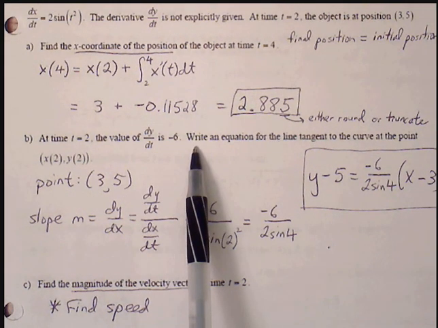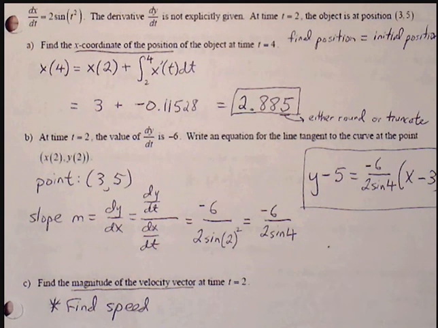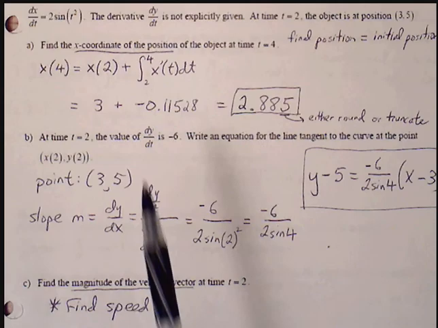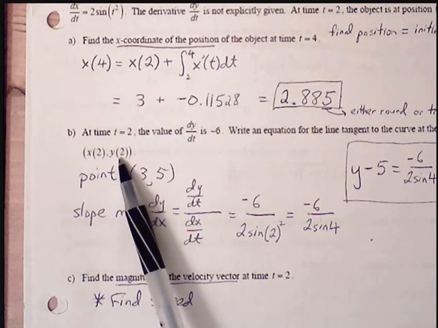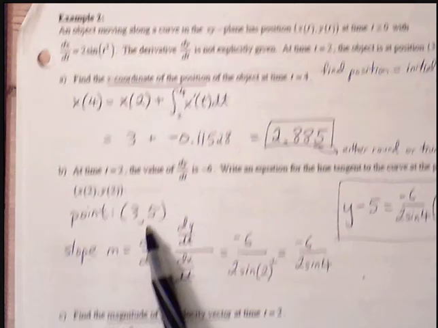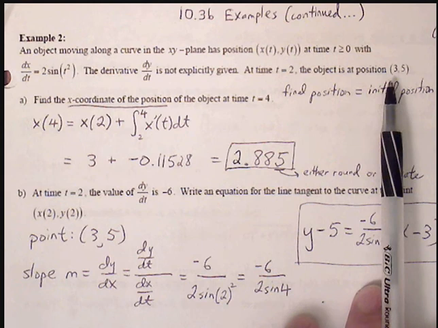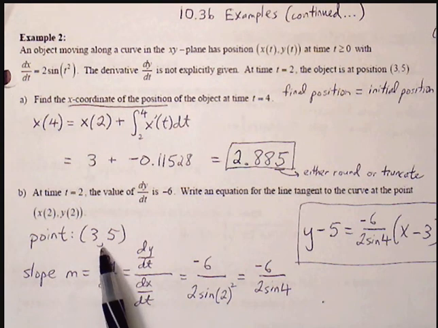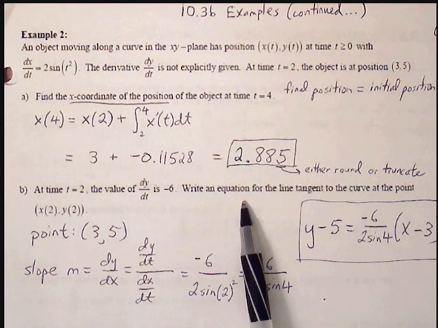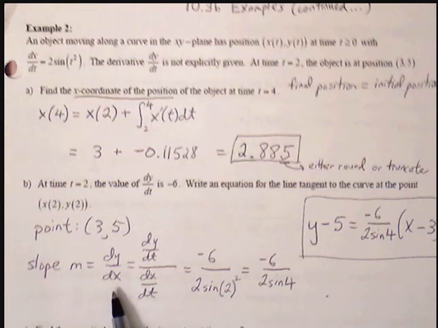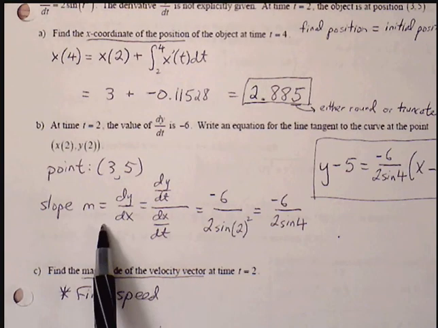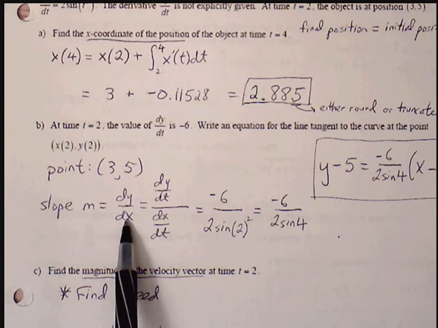Write an equation for the tangent line to the curve at this point, at the point x of 2, y of 2. Well, x of 2, y of 2, we know the ordered pair that's given to us at the beginning of the problem, (3, 5). Okay, so now the only thing missing is our slope, since we're asked to find the equation of the tangent line. Slope is dy over dx.